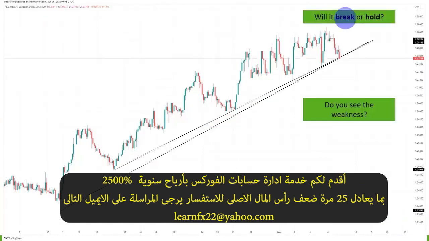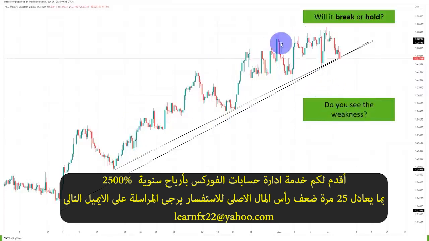What do you think about this one? Will it break? Will it hold? We're in a strong uptrend and we have two trend lines here, right? So two trend lines, does it increase the importance? Does it add more confluence? But what I would draw your attention to is the weakness. Do you see weakness here in the market?